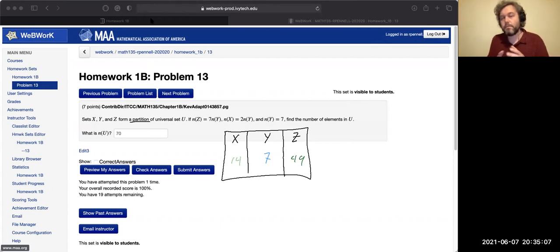Hopefully that makes some sense of how I could break down a problem like that. Even though these are given to me in relation to one another, I can still solve the problem by understanding what a partition is, breaking it down into pieces, and then solving the final problem.